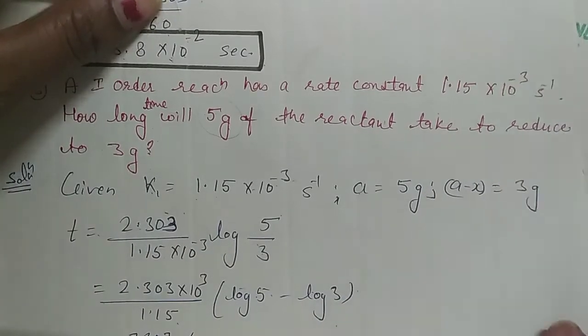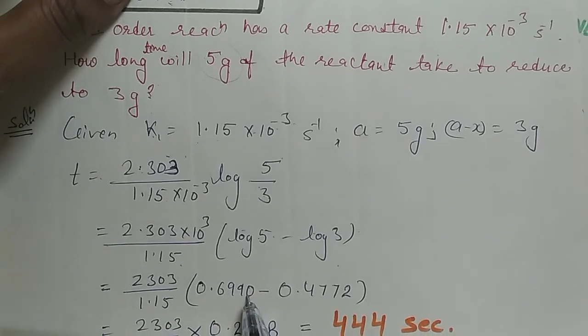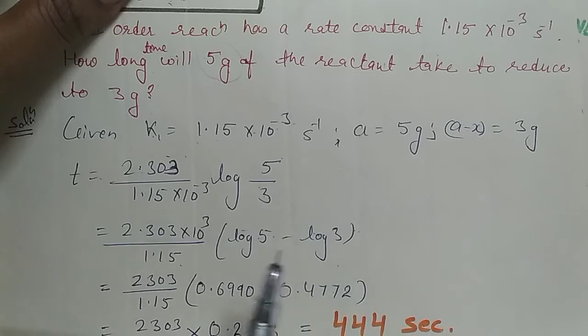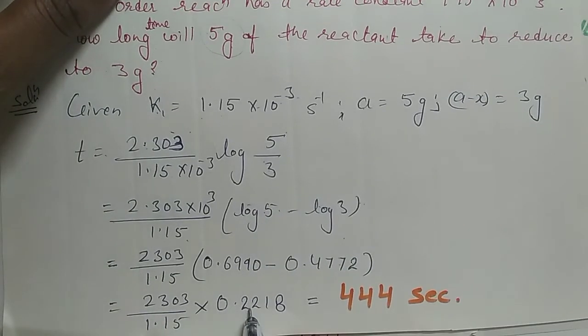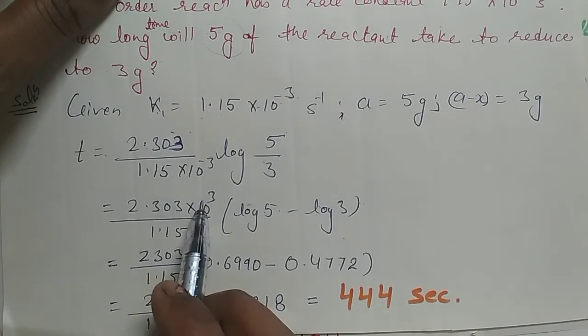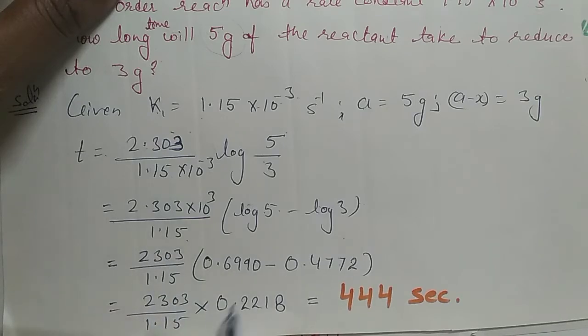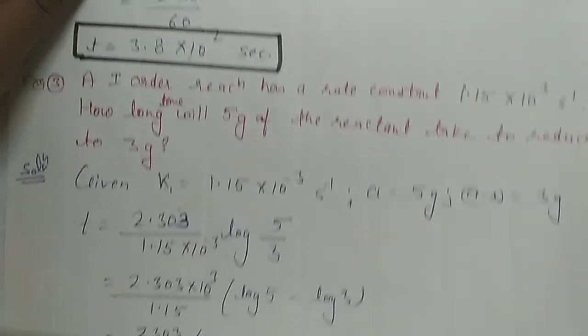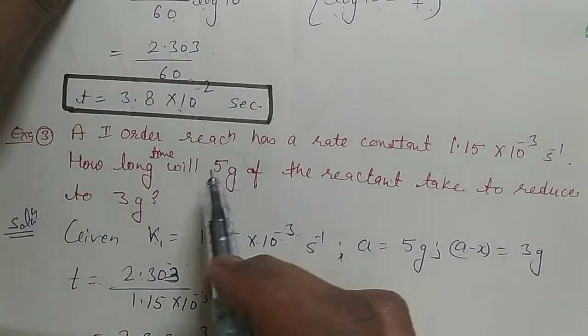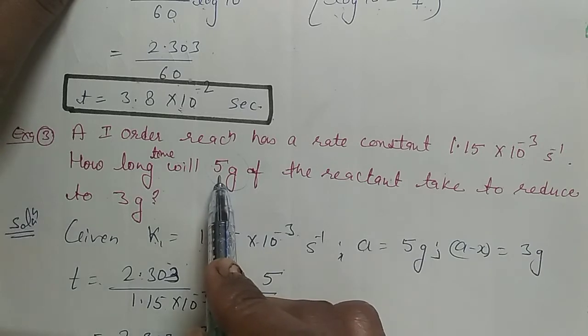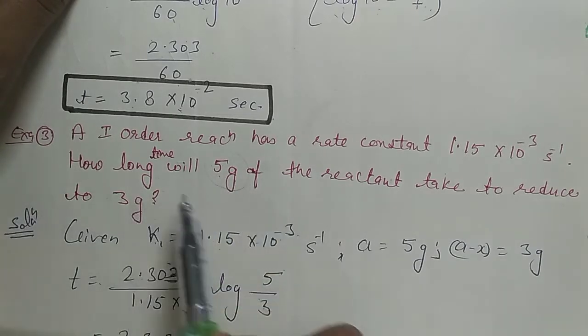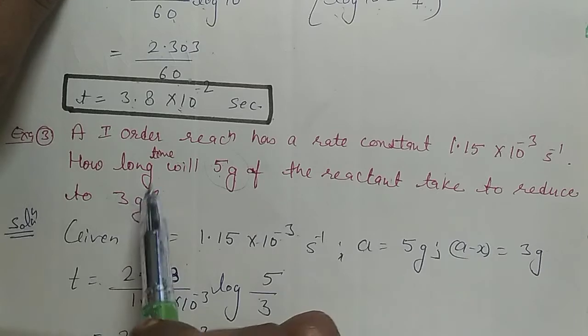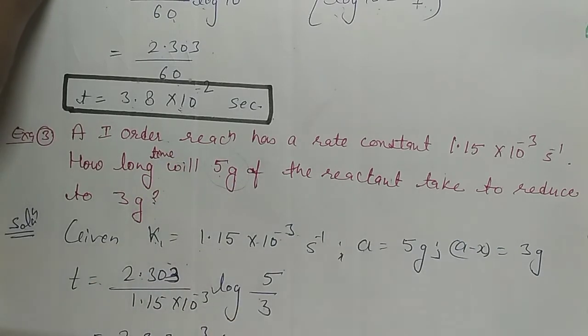The value of log 5 is 0.6990 and log 3 is 0.4772. By subtracting, we get 0.2218. And by solving this, we obtain 444 seconds. Means in 444 seconds, 5 gram of reactant will reduce into 3 gram of the reactant in this first order reaction.